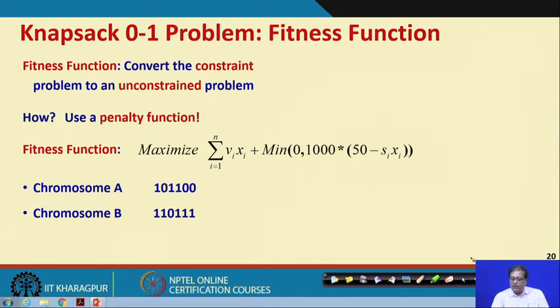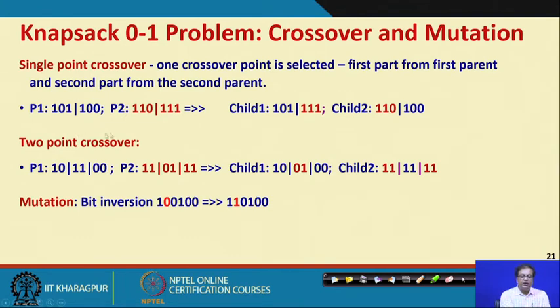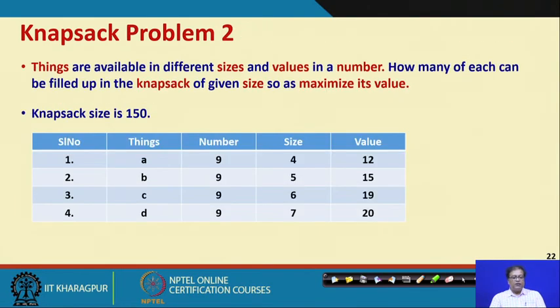Suppose we have these 2 chromosomes. What happens? We do single point crossover. You know already how it is. At the third point is the crossover point. So, 101 and 111 and 110 and 100. Those are 2 children, and in 2 point crossover, the middle portion will be interchanged, and the mutation will be simple bit inversion. So, that is how the crossover and mutation is done.